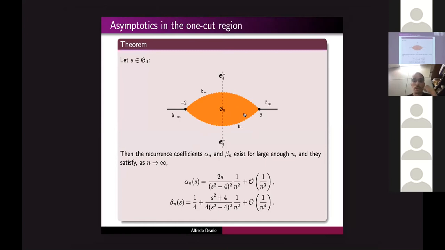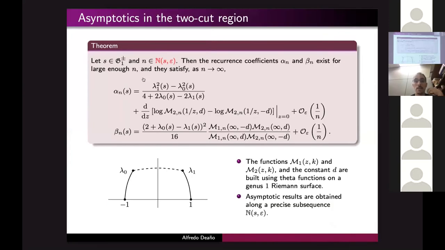If you go outside, to G1 plus and G1 minus, then you have a two-cut case. As you probably know, things are a bit more complicated. You have to be careful with n tending to infinity; it should be taken along subsequences. And you also have a more complicated asymptotic expansion because you have this lambda zero, lambda one, which are the endpoints of the support of the limit measure, and these are sort of explicit. And you also have these M1n, M2n functions, which are relatively complicated functions built with theta functions on a genus one Riemann surface. If you know how this works, then this is a kind of standard two-cut situation, but the calculations are more complicated.